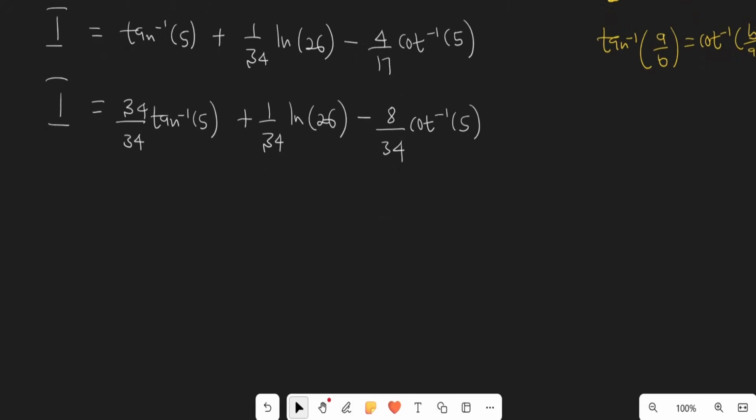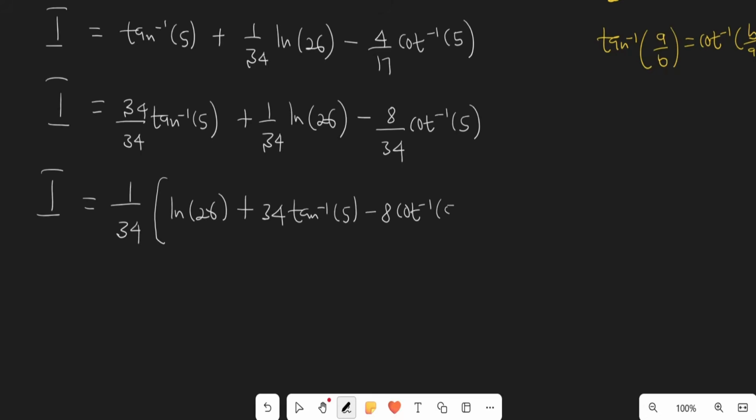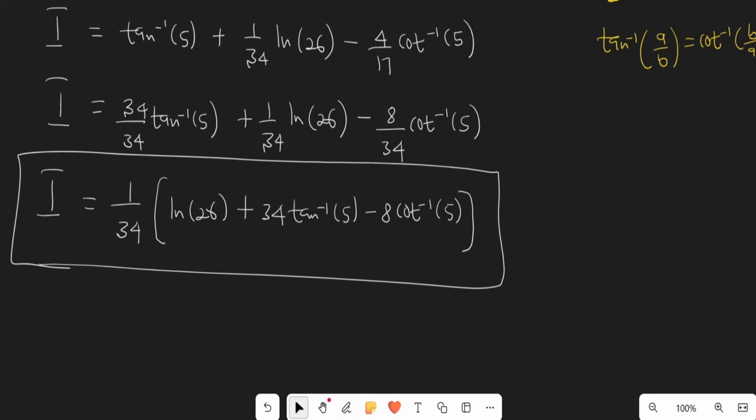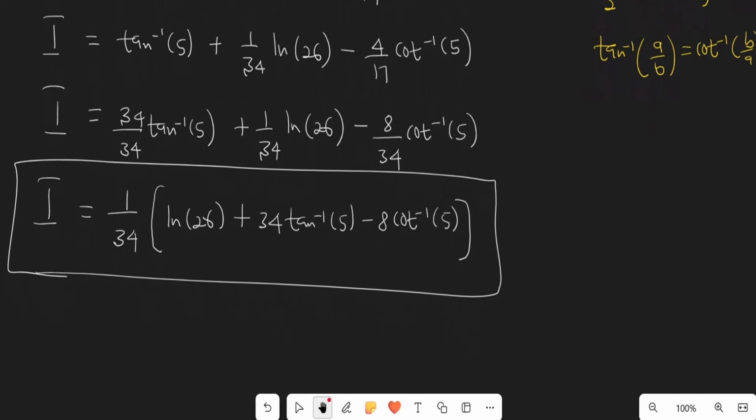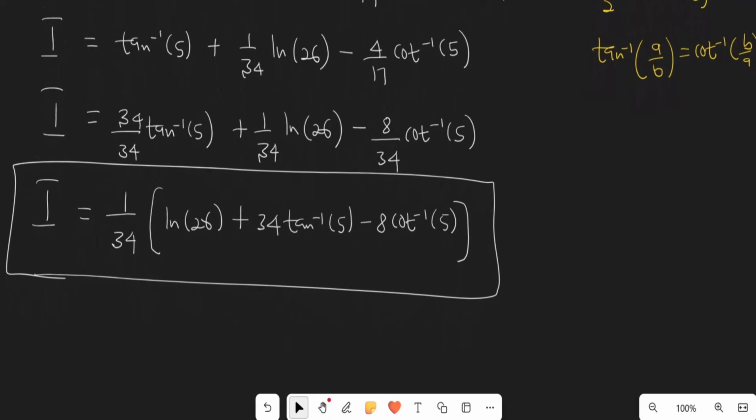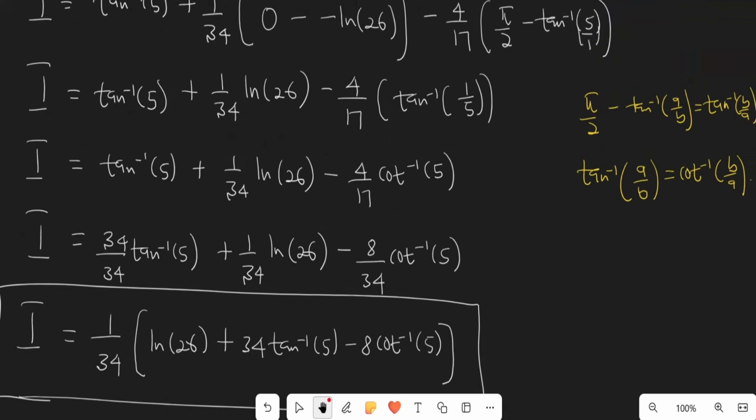Okay, all right, so we have I to be equal to, now see that 1 over 34 is common. I'm going to factorize 1 over 34 out, and what is left here is the ln of 26 plus 34 times the tan inverse of 5 minus 8 times the cotangent inverse of 5, and this is consistent with the answer that Wolfram Alpha has given. Yeah, so that is the answer to this beautiful integral: 1 over 34 times the ln of 26 plus 34 times the tan inverse of 5 minus 8 times the cotangent inverse of 5.